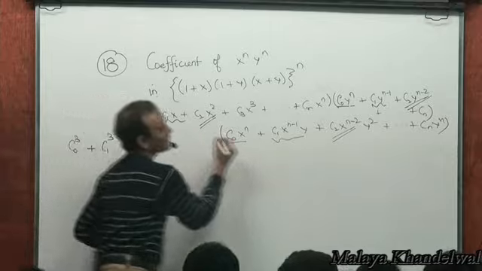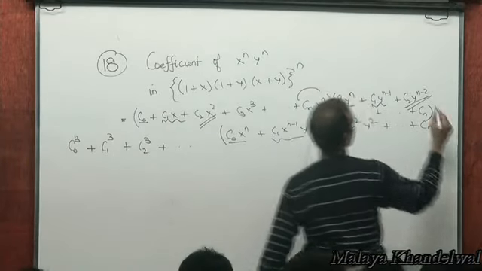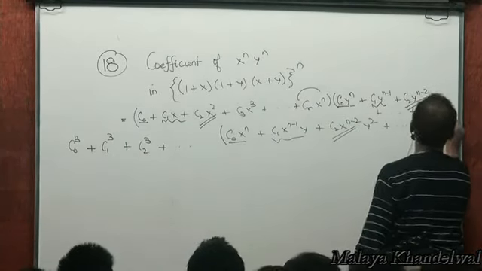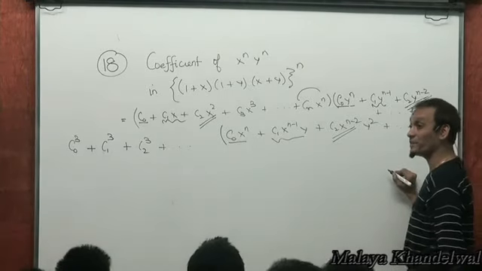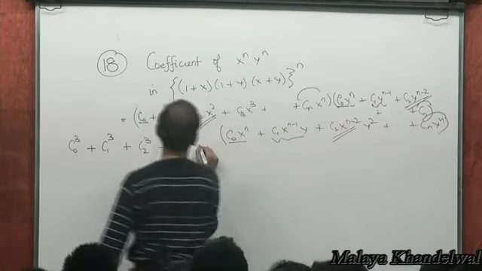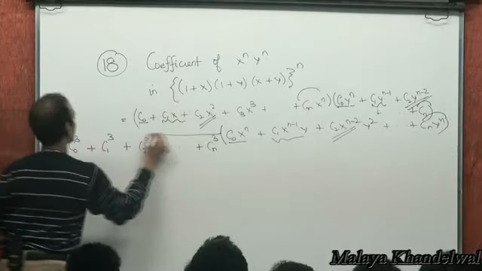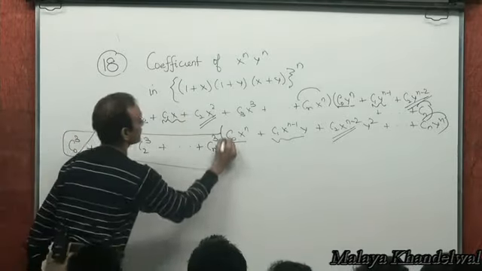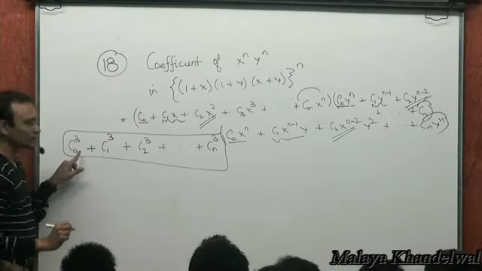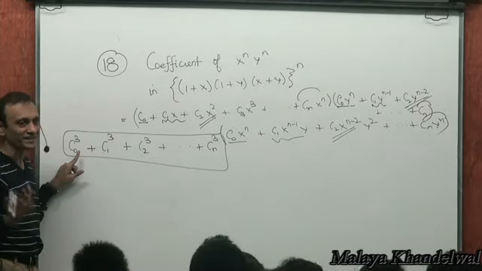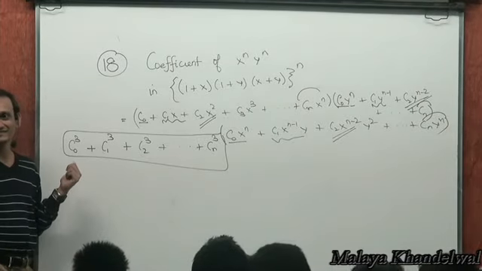And going this way, look at the last one. This, and this. X power n, y power n, that's cn cubed. So this is the required coefficient: c0 cube plus c1 cube and so on. Don't have to simplify beyond this. This would be the coefficient of x power n, y power n. Finish. Right?